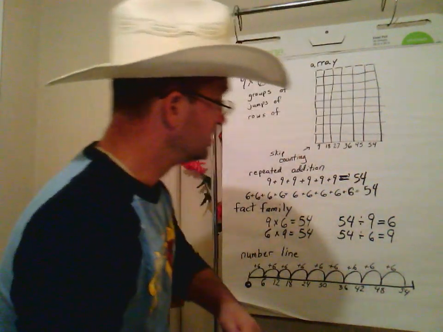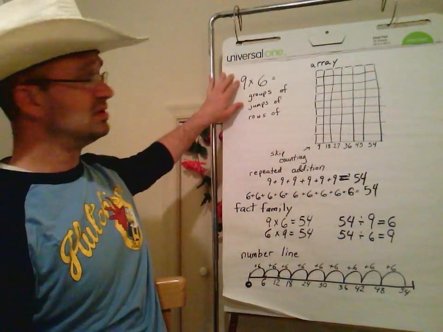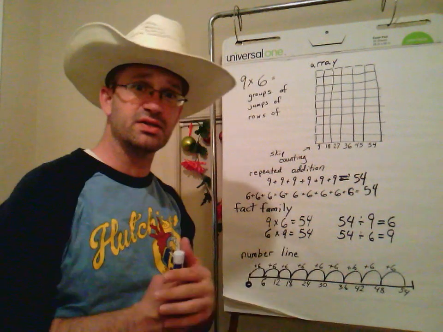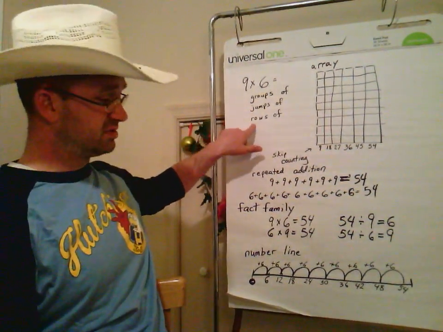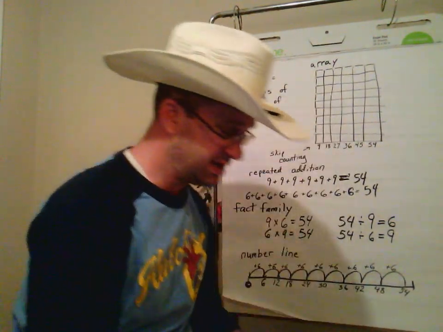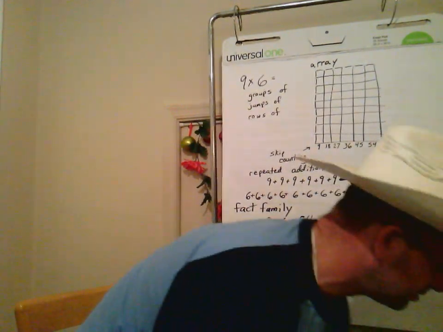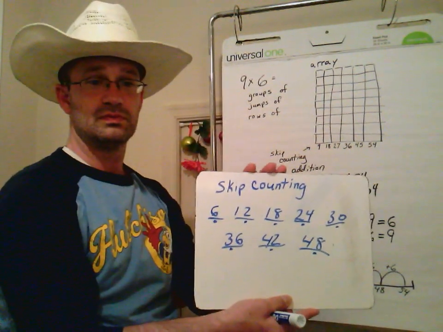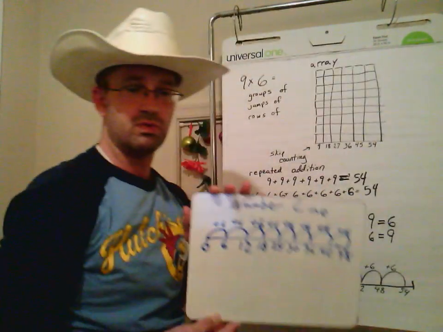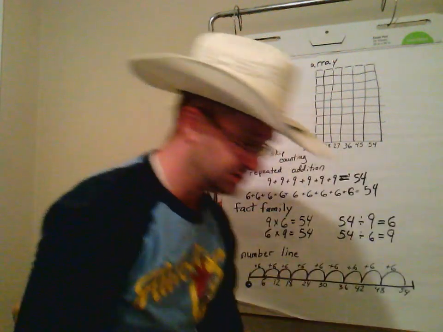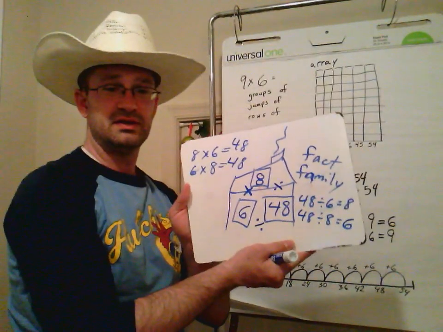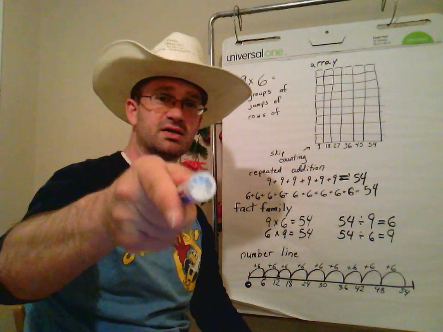During our lesson, we were looking at different ways to show multiplication, such as groups of. We really haven't even done a groups of yet. That's another strategy. Jumps of, rows of. So first we started with our, what is that called? The, yep, array. Then we did our skip counting. After that was the number line. And then we did repeated addition, and finished up with the fact family. Excellent. You guys rock.